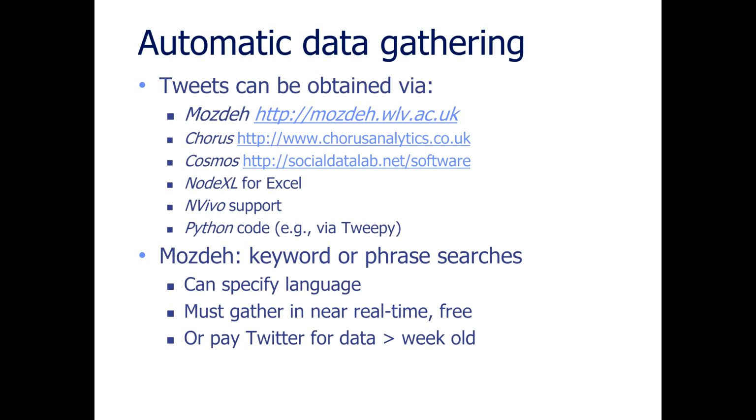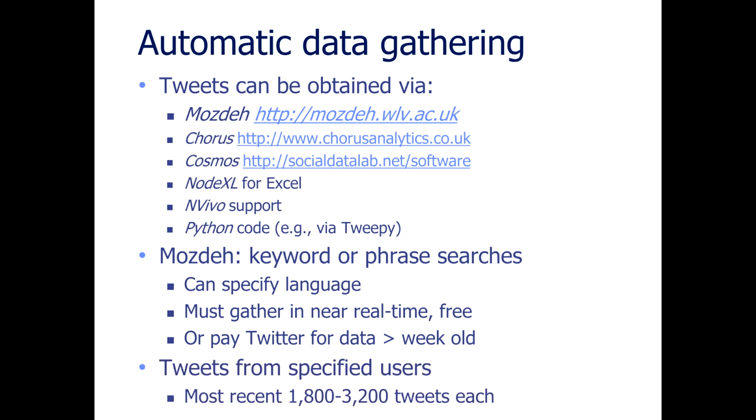If it's really important for you to have old tweets and you can't pay for them because they're very expensive, then you might find free programs on the internet that will allow you to scrape the tweets from the Twitter website. You can also get tweets from specified users. If you have a list of people that you want tweets from, you can download their most recent about 2,000 tweets each, no matter how old they are. So this is another way of getting tweets, and it's a way of bypassing the cost of getting older tweets.